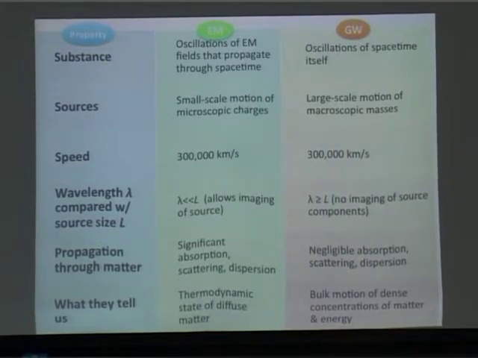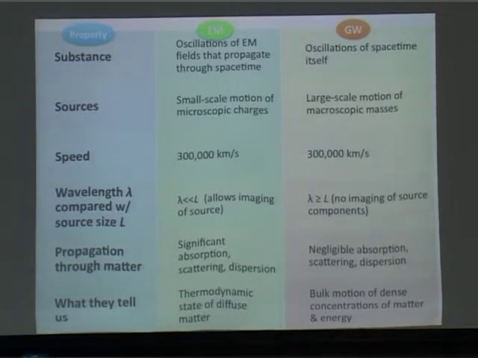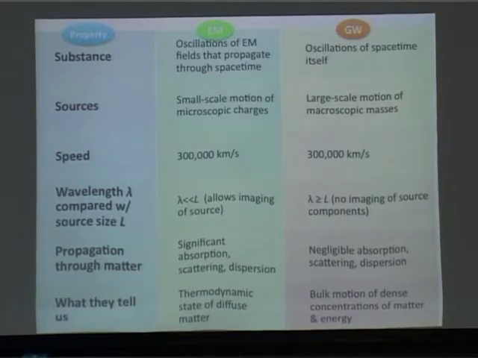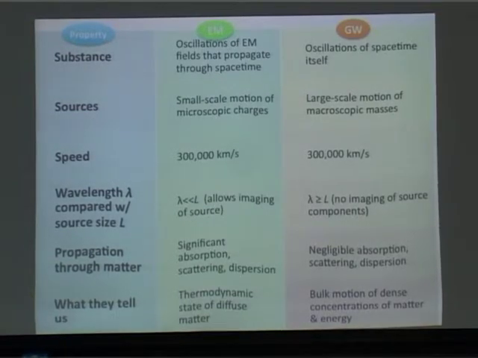Just like I said, for the case of a star, the wavelength of radiation from the atmosphere of a star is very much smaller than the size of a star itself. Whereas for gravitational waves, the wavelengths produced are on the order of the size of the source. So the wavelength produced by a coalescing compact binary of two black holes is on the order of the separation between the two black holes.